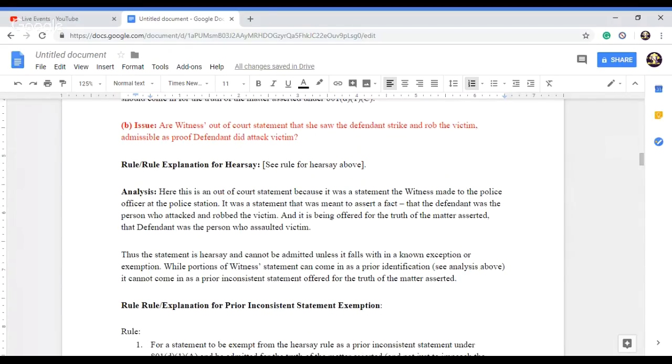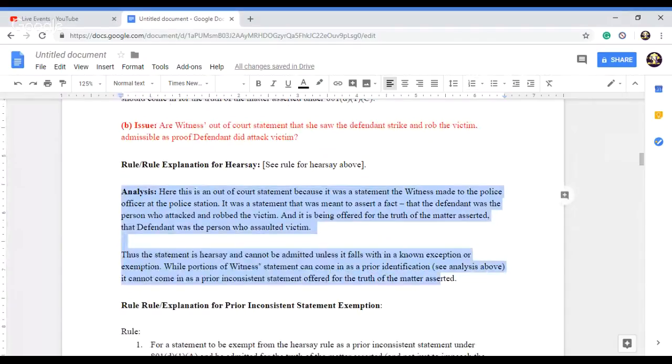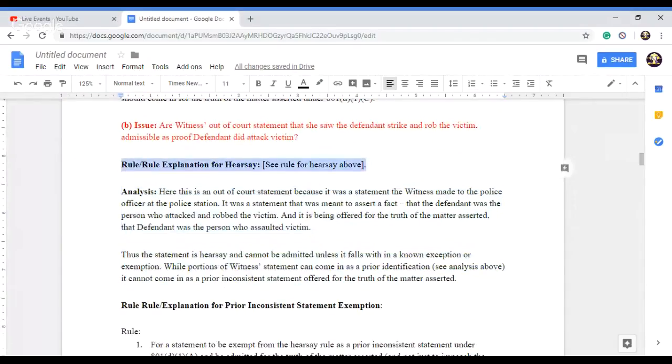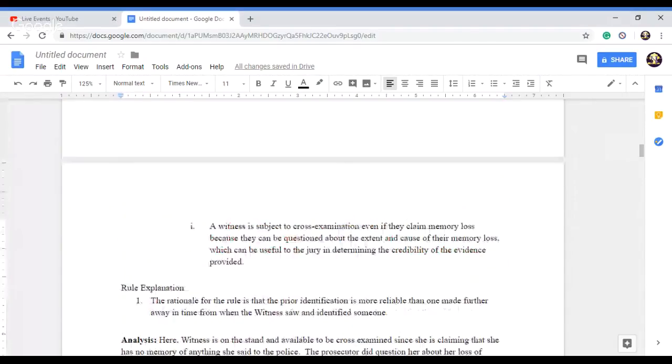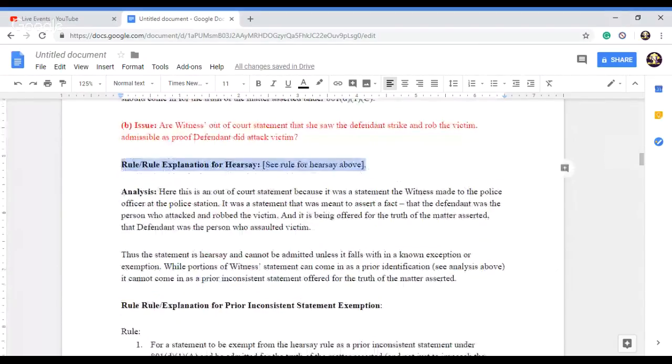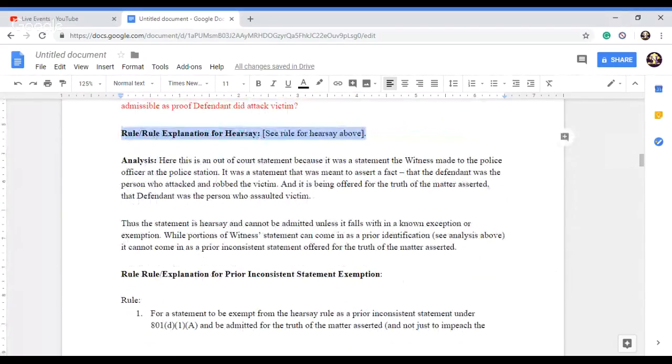And again, we go straight to the analysis. This has saved us a lot of time compared to retyping the rule for hearsay, because it's already there. Especially for you slow typers out there, you now have a method of saying, okay, see rule above. But again, you do run the risk: if the rule above is bad, then this rule is going to be bad, and you're going to be losing double the points.